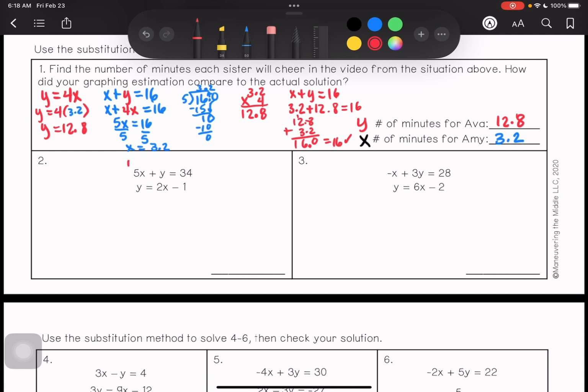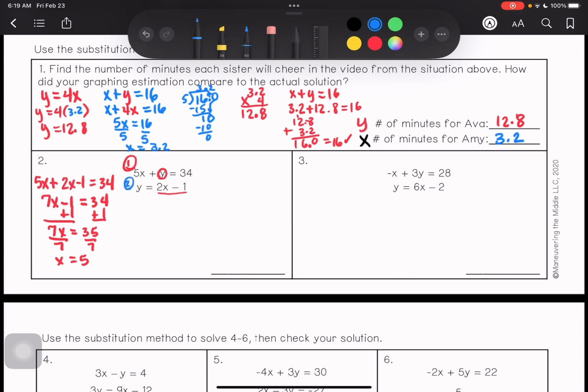So we're going to take this first equation and we're going to substitute the value for y. So in place of y, we're going to put 2x minus 1 equals 34. And we're going to solve for x. Combining like terms, they give us 7x minus 1 equals 34. We want to add 1 on both sides. 7x equals 35. Divide both sides by 7. X equals 5.